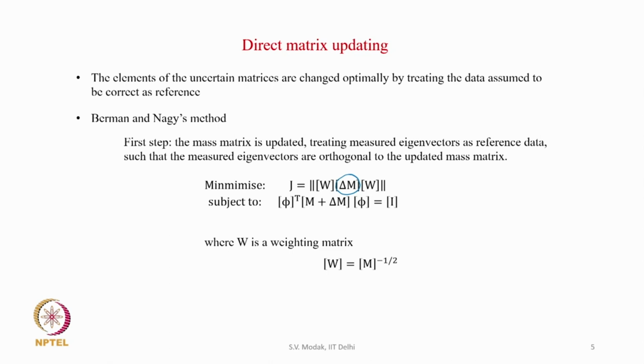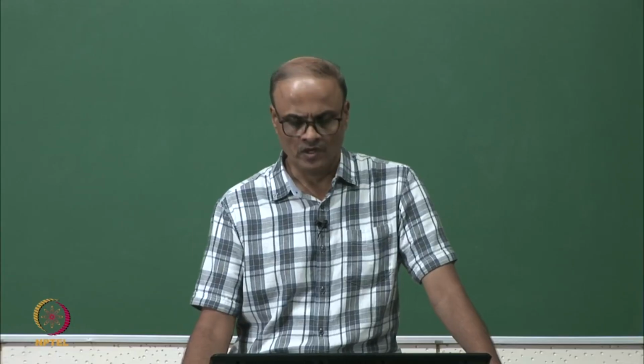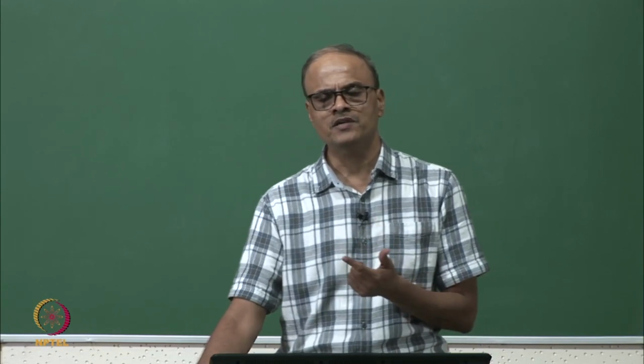Here m is the mass matrix of the FE model and delta m is the change in the mass matrix of the FE model. So, m plus delta m is basically the updated mass matrix, and W is the weighting matrix which is given by the square root of the FE model mass matrix. Therefore, this is now a constrained optimization problem where there is an objective function to be minimized and it is subjected to certain equality constraints.